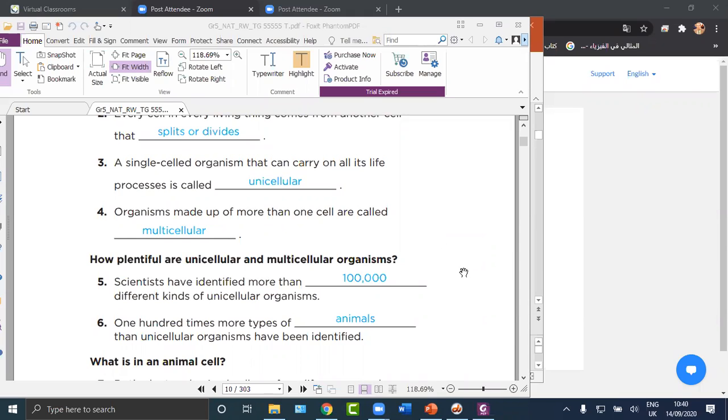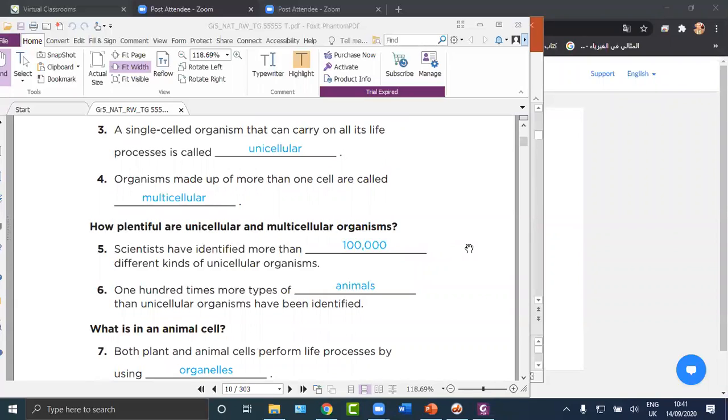Abdullah, number 8. The region between the cell membrane and the nucleus is filled with cytoplasm. Yes, cytoplasm. Number 9.